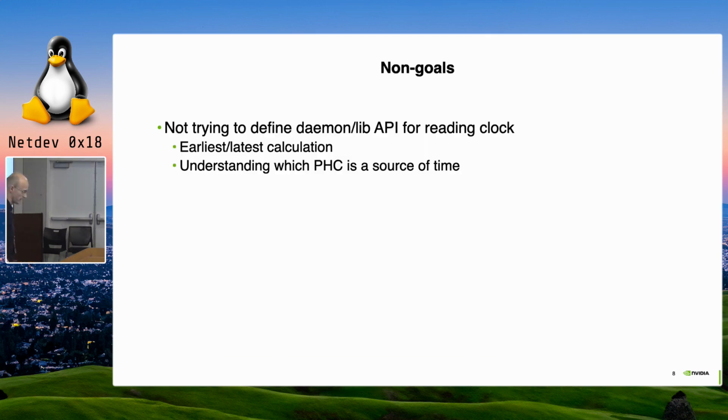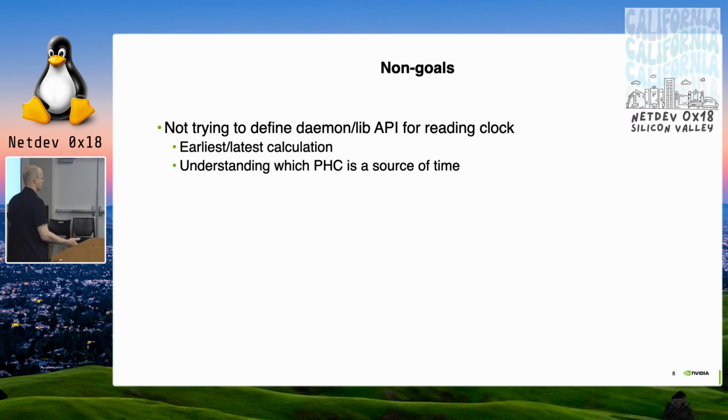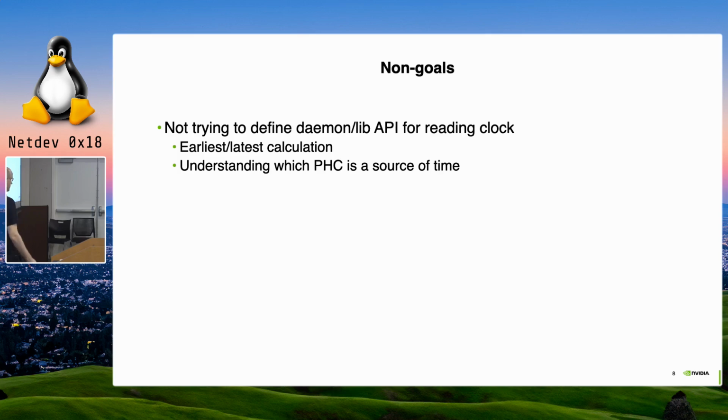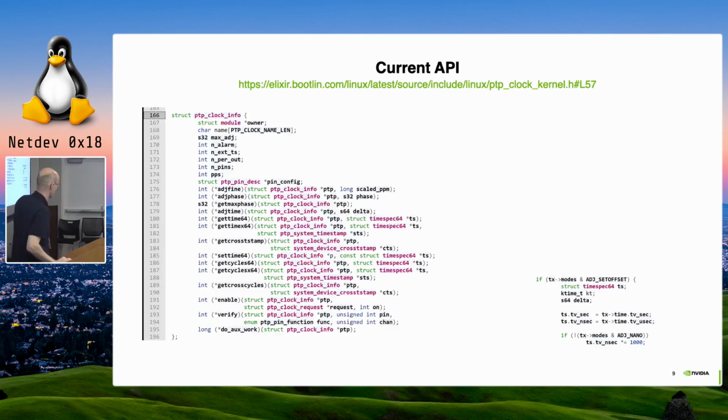So non-goals, like I said, I'm not trying to solve all the problems. Libraries will still need to calculate whatever is application specific. So if it's a database, the latest calculations should still be done in some middle layer library. And I'm not trying to tackle the problem of understanding which PHC is a source of time, because that will also fall on some upper layer libraries, for example, some daemons that already do time things, like Chrony or something.